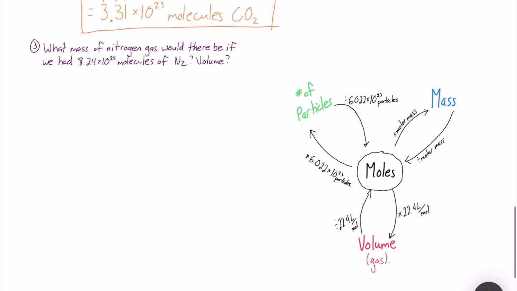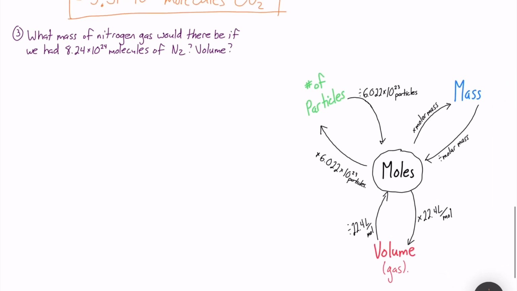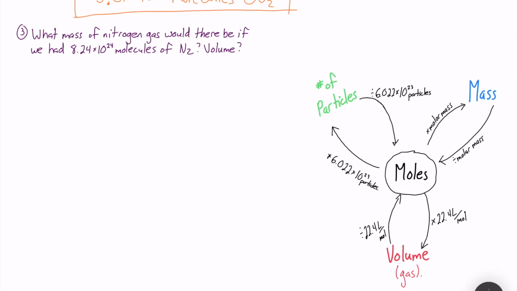Okay, our last example here, we have what mass of nitrogen gas would there be if we had 8.24 times 10 to the 24 molecules of N2? What about the volume? Okay, so we are given a double question here. So first off, we are given the number of particles, and we are also asked to find the mass as well as the volume. Okay, so let's figure out the mass first. Let's get the brunt of the work done first.